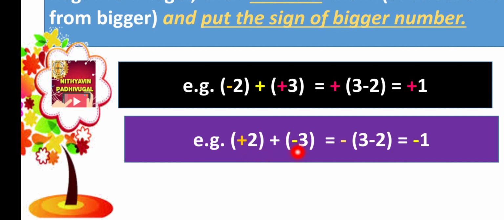Plus 2 plus minus 3 is equal to minus of 3 minus 2, which is equal to minus 1. See, now what do you mean by plus sign? Receiving, getting profit, getting income, like that. Now you tell me, you get 2 chocolates from your mother and so this is your profit, and you have to give 3 chocolates to your sibling. So what to do? From 3 only 2 should be given.